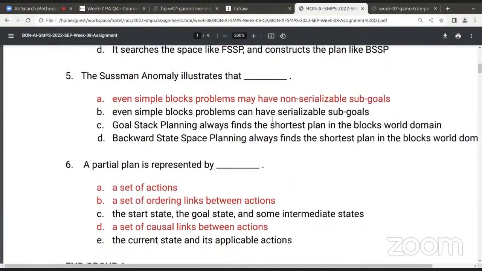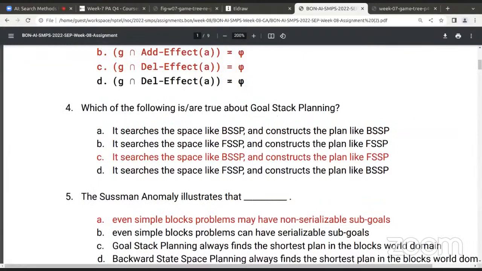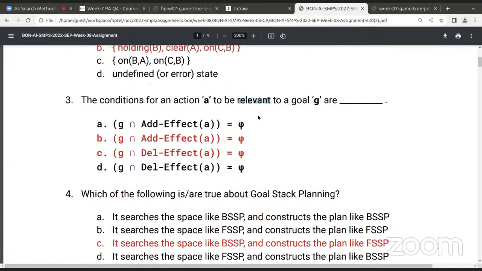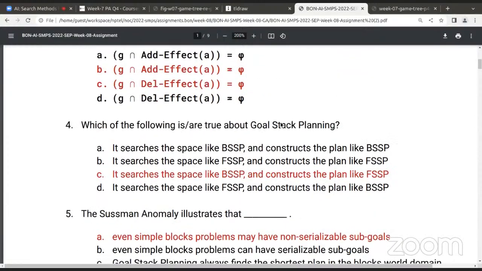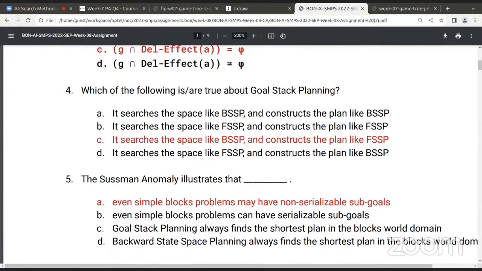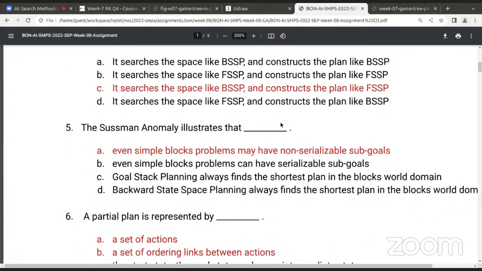Forward state space planning picks up the applicable action in the given state and then changes the state. Whereas backward and goal stack planning pick up relevant actions. That is relevant in the sense that it produces some effect in the goal and it does not delete any sub-goals. Those are very basic intuitive ideas, and if you follow them, you can very easily answer quiz 2 and the semester exam. This is a very easy course.